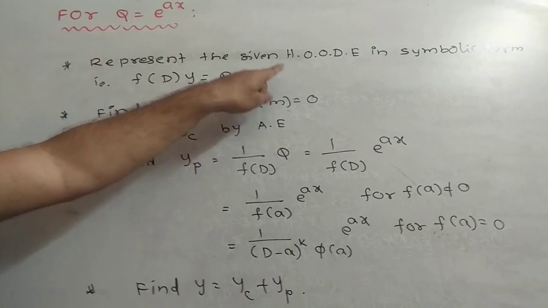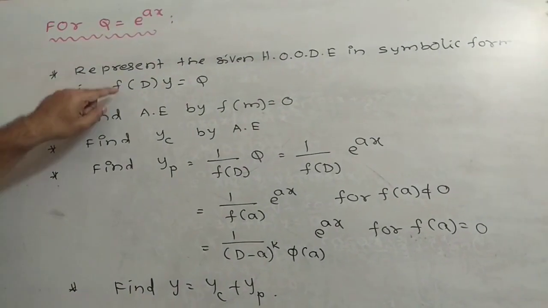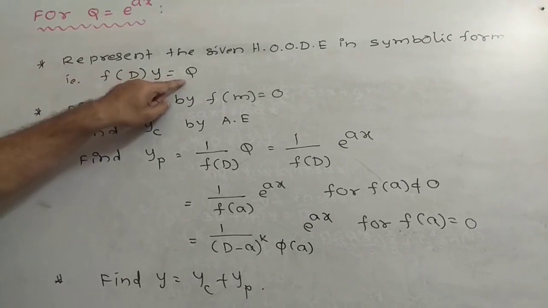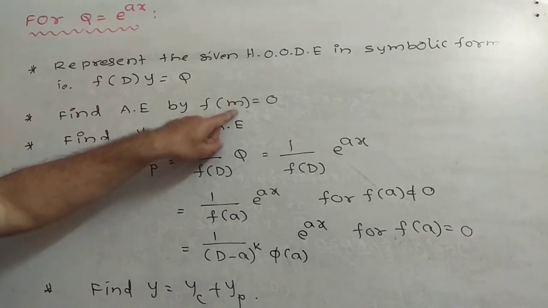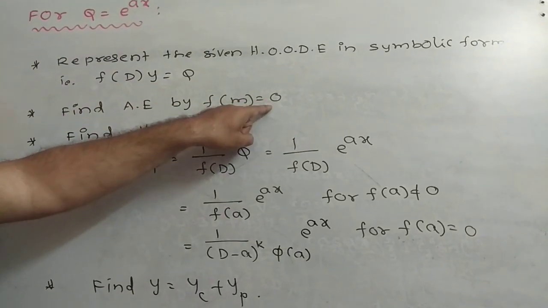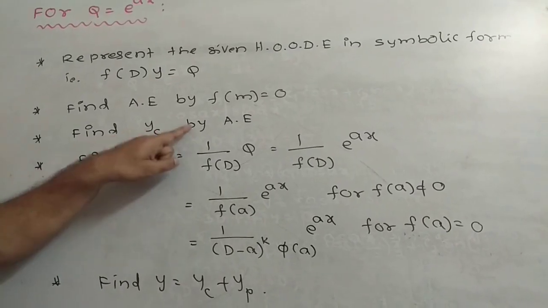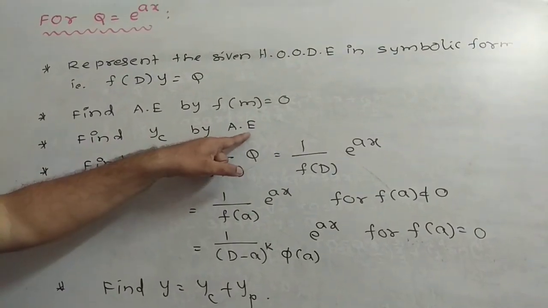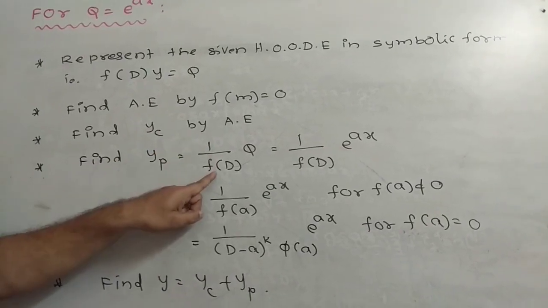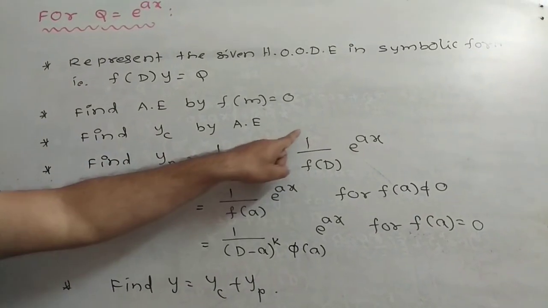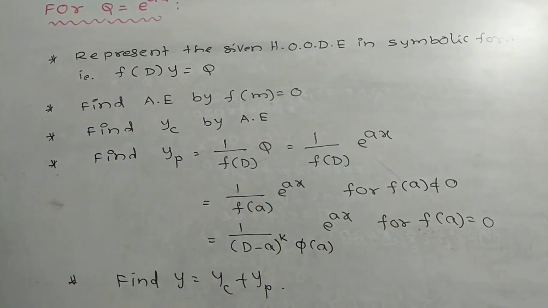Represent the given higher order ordinary differential equation in the symbolic form. That means f of D of y equals q. Then calculate the auxiliary equation by f of m equal to 0. Find the roots, then find yc, the complementary function, by using the auxiliary equation. And to find yp, the procedure is 1 divided by f of D of q. That means 1 divided by f of D, where q means e power ax.